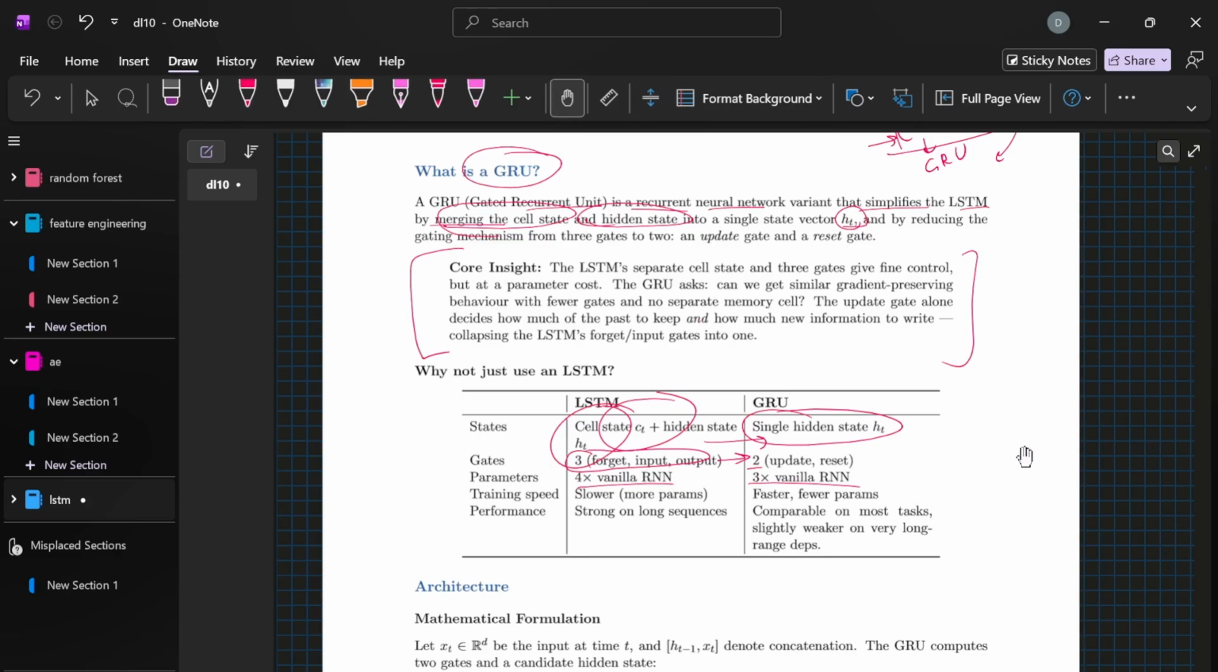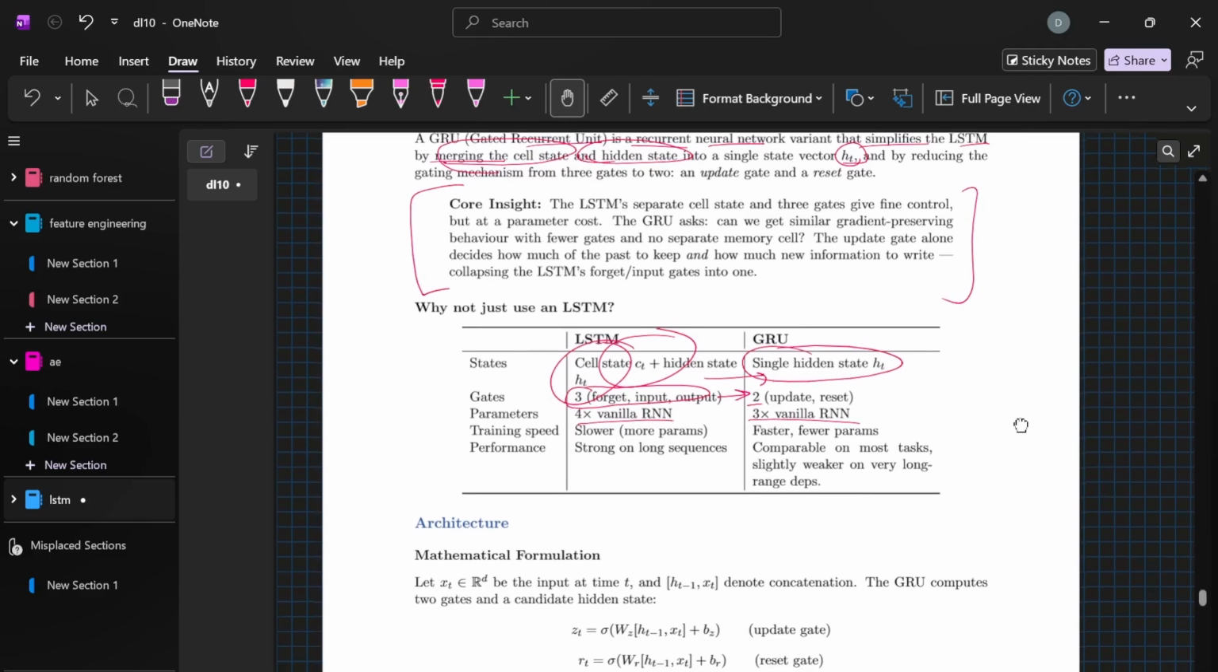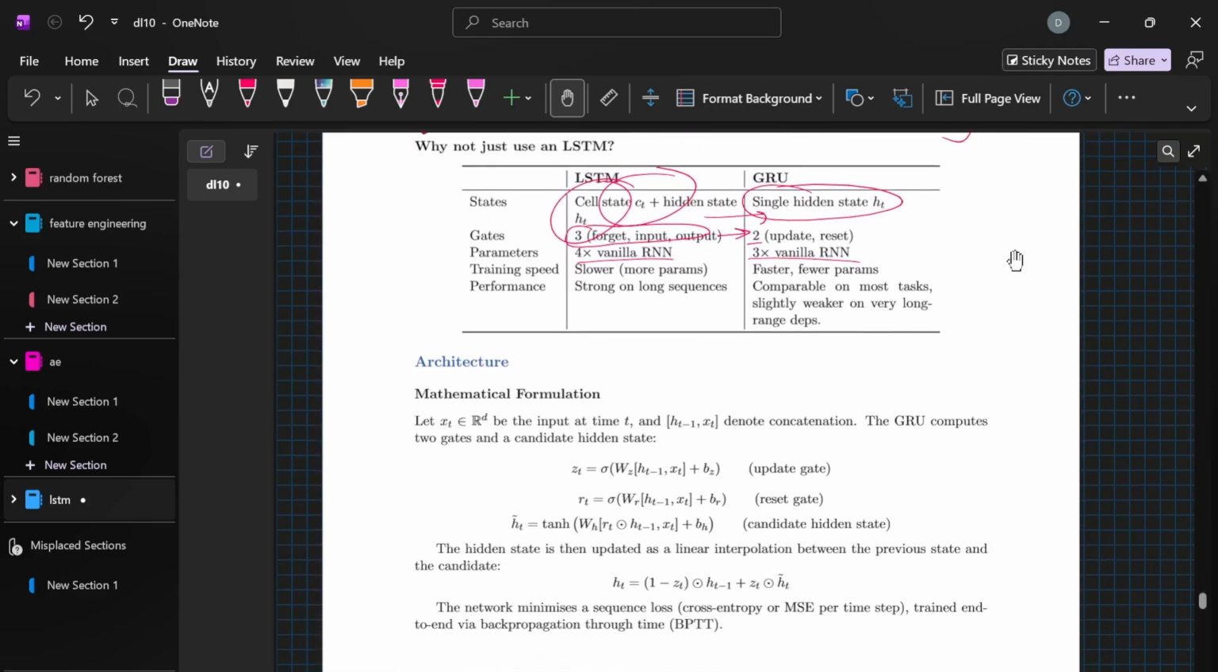Okay. Now why not just use LSTM? So, the great question. States: LSTM has the cell state plus the hidden state, GRU has only one hidden state. Gates: LSTM has three gates, GRU has two. For the parameters, LSTM is 4 times a vanilla RNN, GRU is only 3 times. Training speed: GRU trains faster because it has fewer parameters. For performance, LSTM is stronger on long sequences, GRU is comparable on most tasks but slightly weaker on very long range.